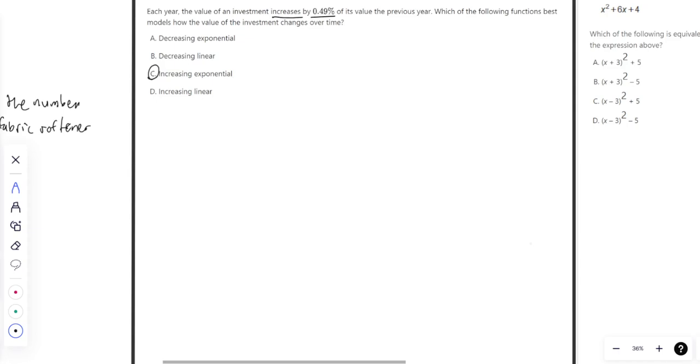And so if the investment is increasing percentage-wise year over year, that means it's going to grow exponentially. You could, if you want, plug in some numbers to verify this. It's not going to be linear. It's going to be exponential.